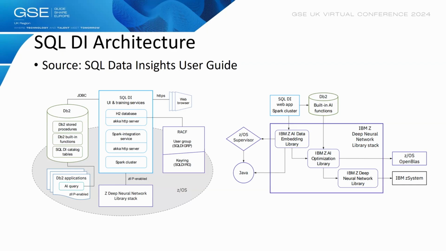From the software side, what's interesting here is that it is running on top of the Spark cluster. Maybe you remember a few years ago there was a hype about Spark running on z/OS and so on. So this is still here. So Spark is still running there and using this Z Deep Neural Network library stack. So this is like a high-level picture, which also means that in order to have this running, it requires some configuration.